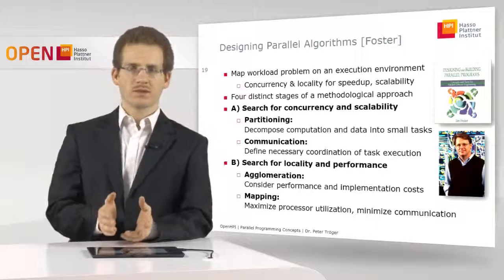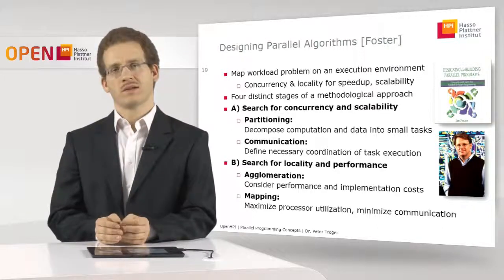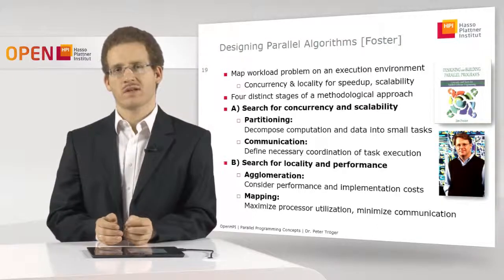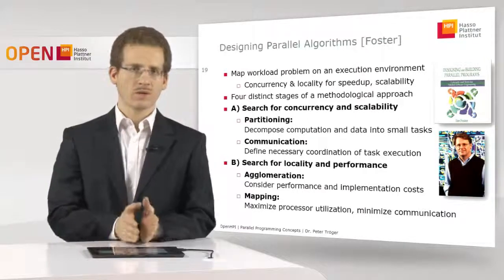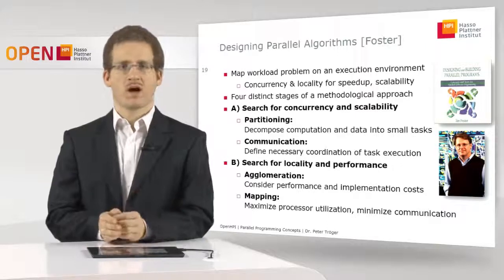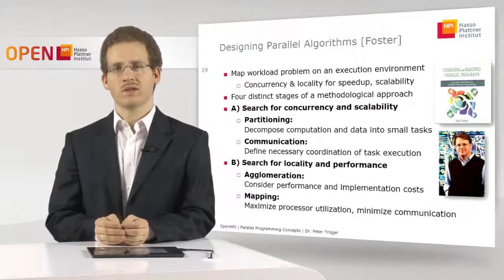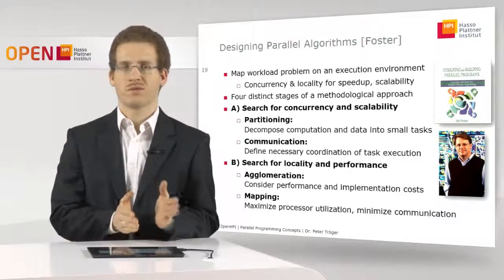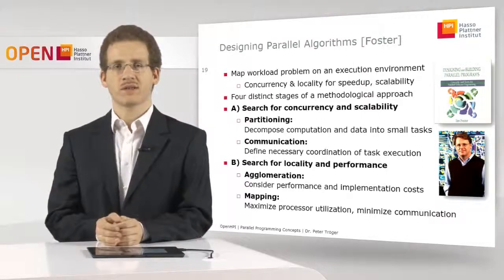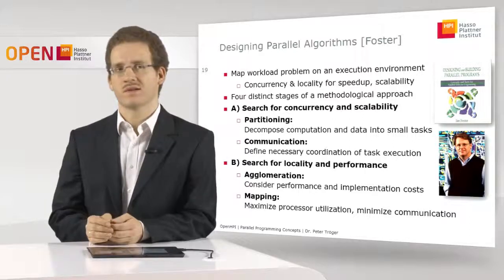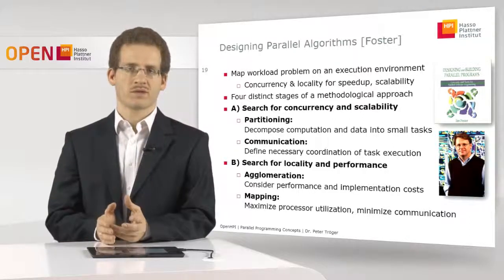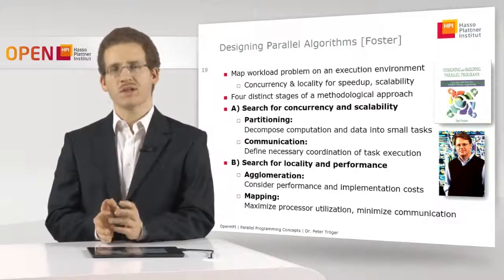What is the proposal? The proposal here is to define 4 distinct stages in the attempt to parallelize a particular problem. The first phase, the first 2 parts, are the search for concurrency and scalability. So this is very similar to what we saw with the Metzen idea of design spaces. And the second part is the search for locality and performance. So in Foster's methodology, we start with the partitioning step.